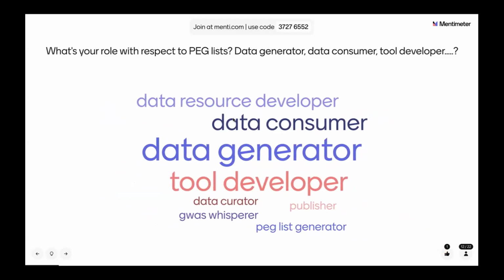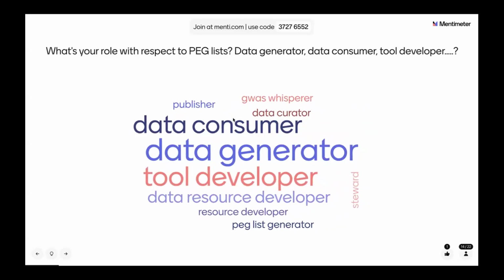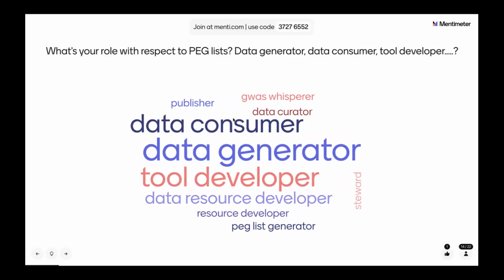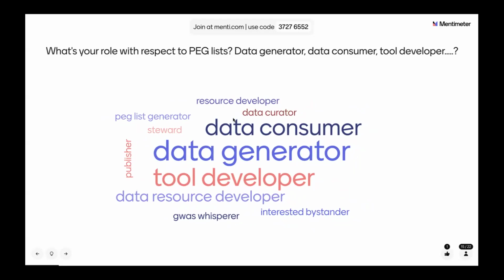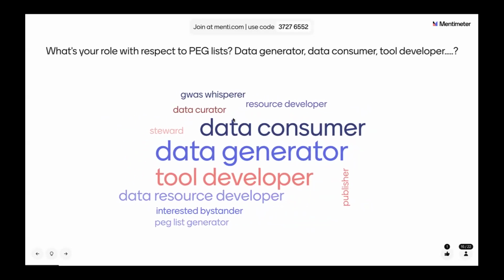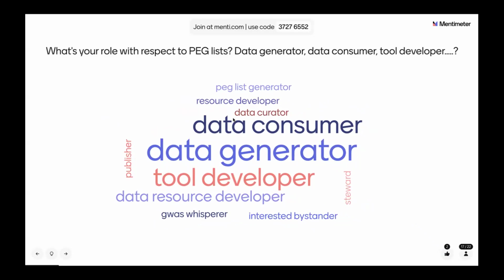GWAS Whisperer, I think I know who wrote that. There's only one. So we have a good complement of data generators by the looks of things. Interested bystander, I like it. That's me. Wow, you're really leaning into this.